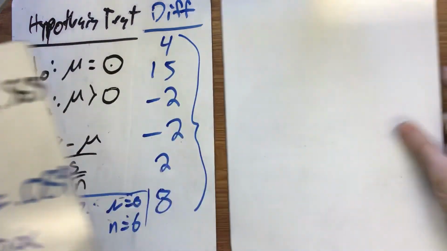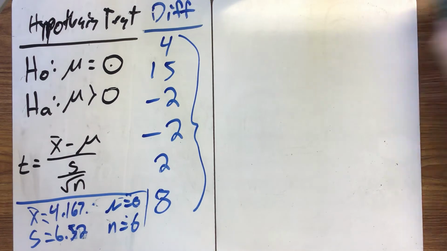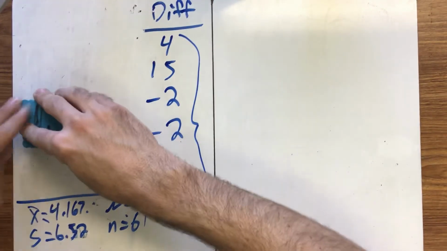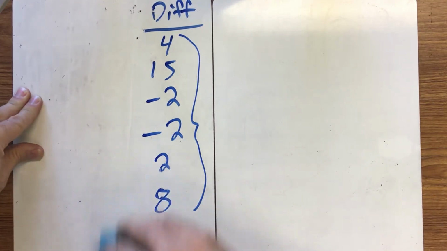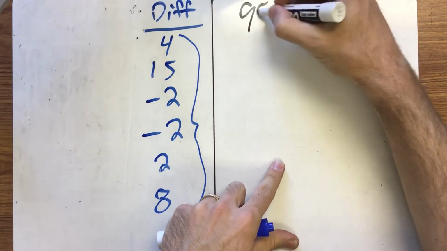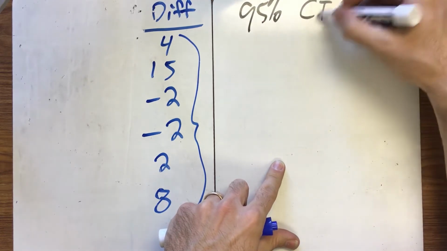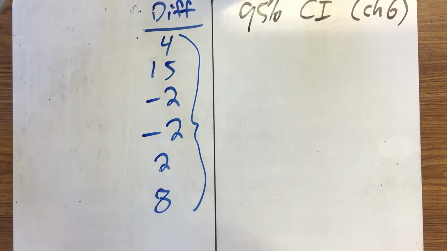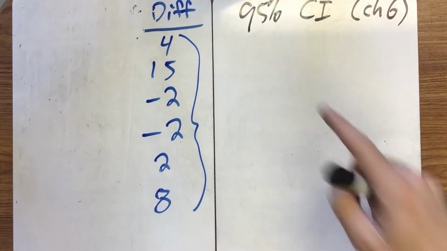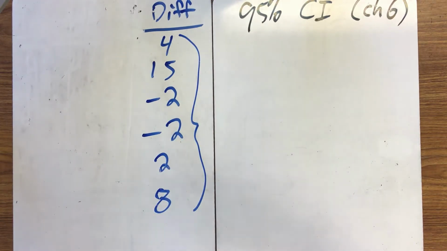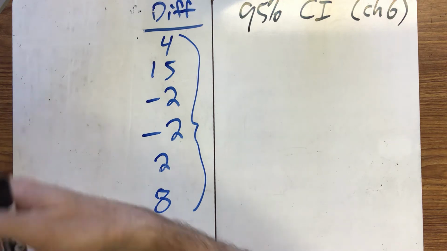The last question asks, what do we do when we want to find a confidence interval? If you remember, confidence intervals were from chapter 6, so we want a 95% confidence interval. We're really just doing the exact same thing we did in chapter 6, except we're doing it with these numbers instead of the numbers that we started the problem with.